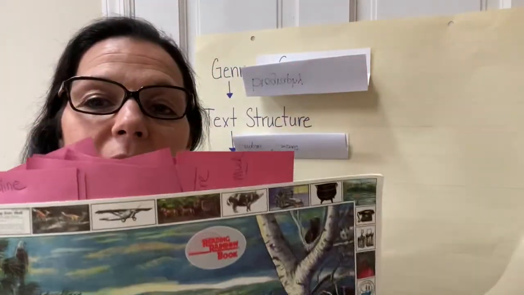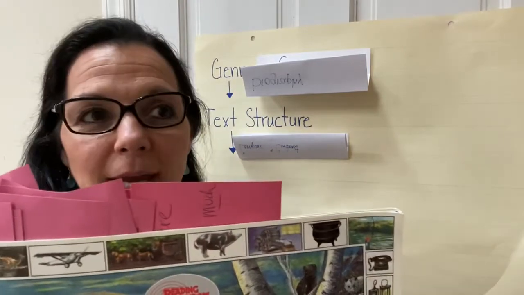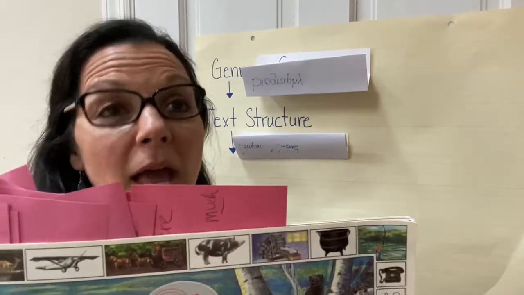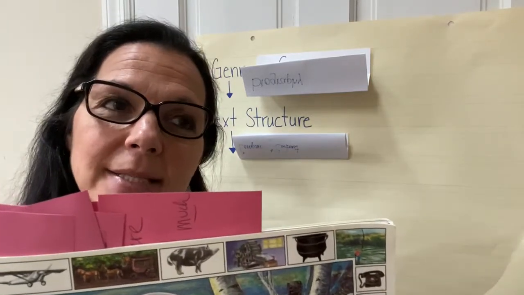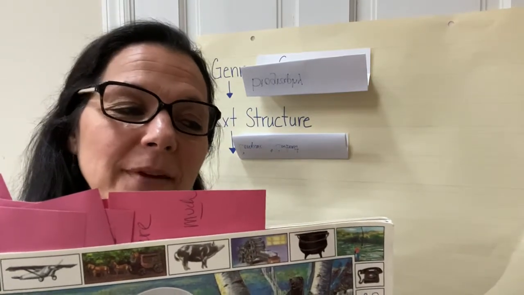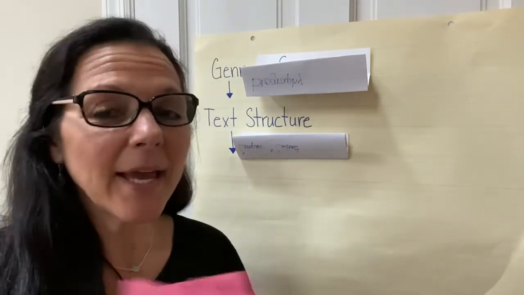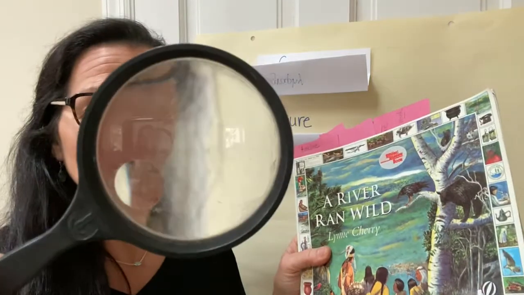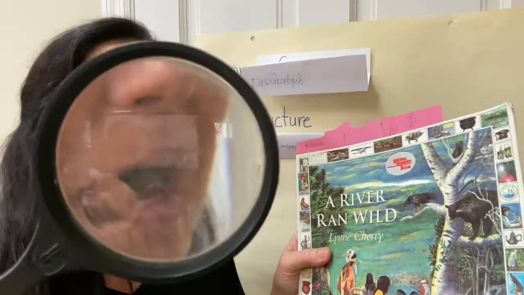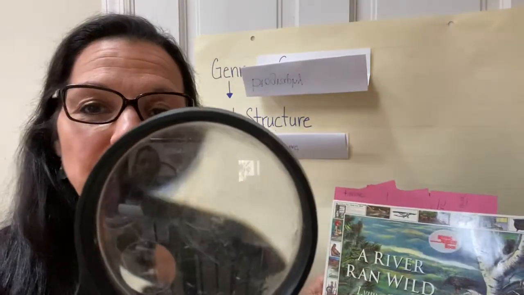We read A River Ran Wild by Lynn Cherry yesterday. We did 4 stop and jots to collect our thinking. What are our ideas? And adding on to our ideas, am I collecting any clues that the author is leaving me? So today, as we go through A River Ran Wild, we are going to put our detective work in action on text structure.